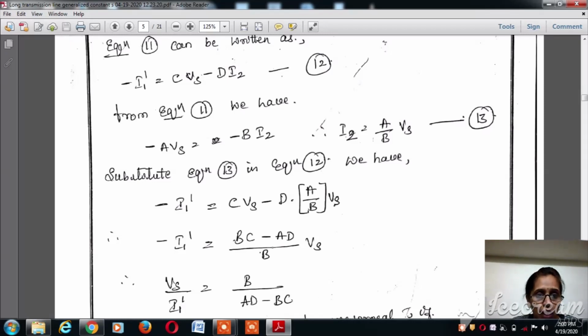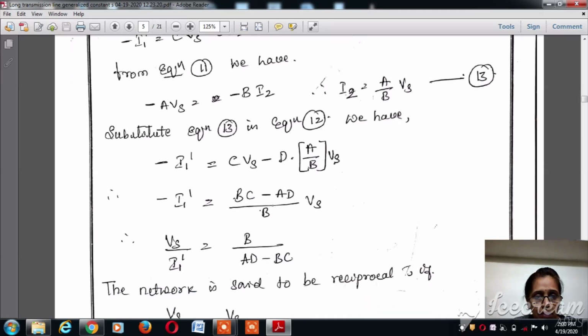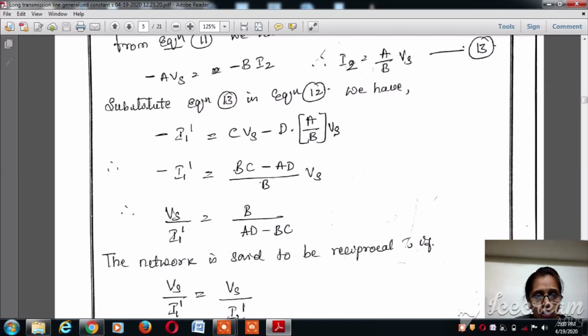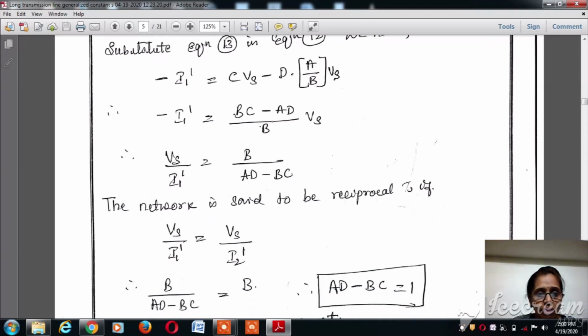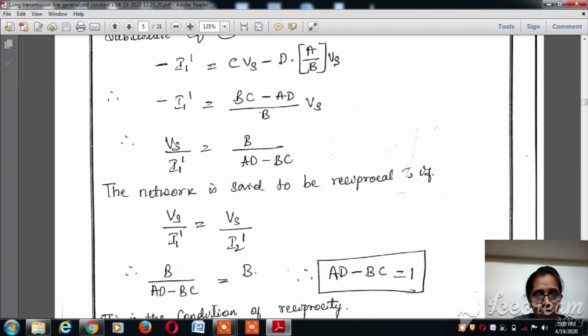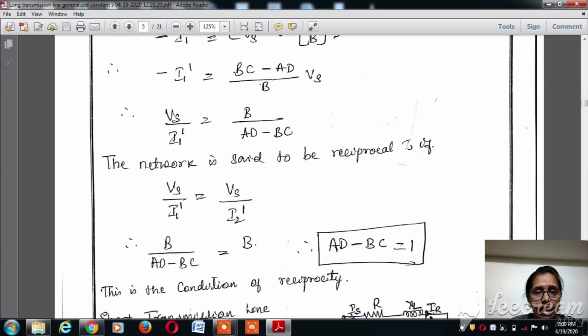Now minus I1 dash is equal to C into Vs minus D into I2, where I2 is A divided by B into Vs. Now simplify this equation: minus I1 dash is equal to BC minus AD, divided by B, into Vs. Simplifying further, Vs divided by I1 dash is equal to B divided by AD minus BC.